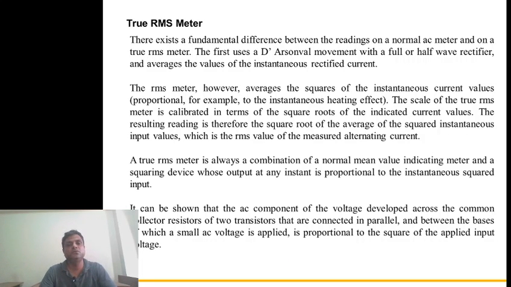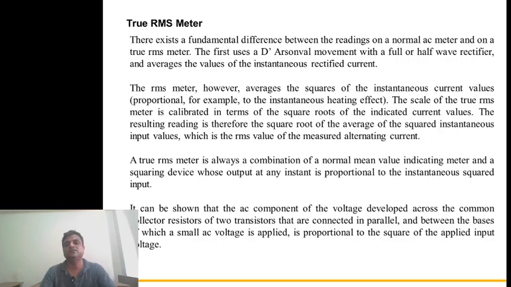So basically, true RMS meter, RMS is nothing but root mean square. I think you are familiar with this concept, what is the RMS. If any quantity is measured in terms of RMS, it means the peak value divided by the square root of 2 is equal to the RMS value. There exists a fundamental difference between the reading from a normal AC meter and a true RMS meter.